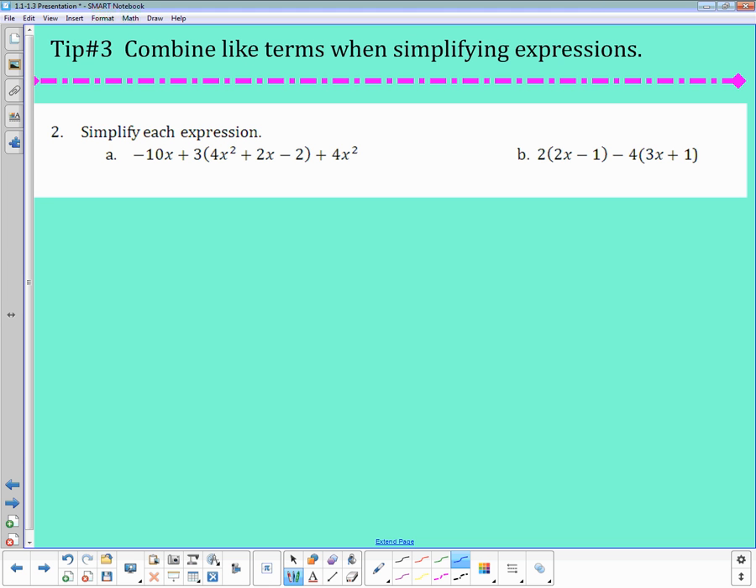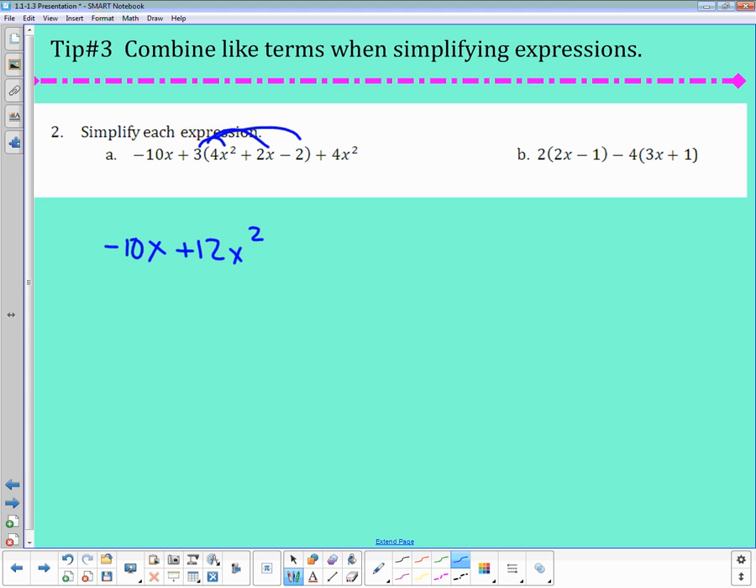I also want to write it in standard form where the exponents decrease. So I'm going to start with distributing that 3. I'm going to take this 3 that's being multiplied by parentheses, distribute it through. The negative 10x I didn't touch yet. Now I have 3 times 4, which is 12x squared.